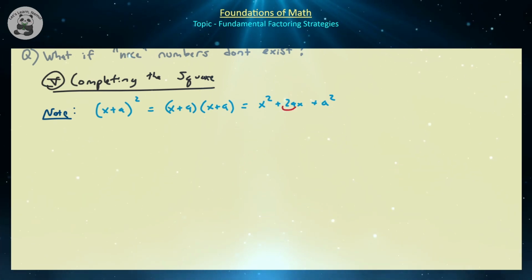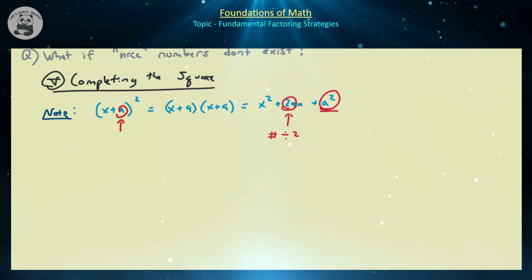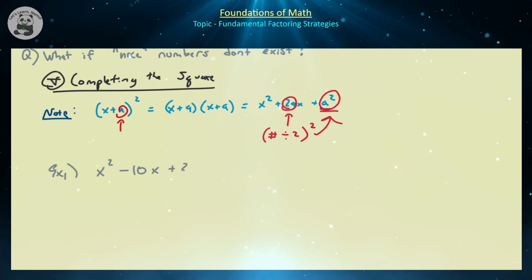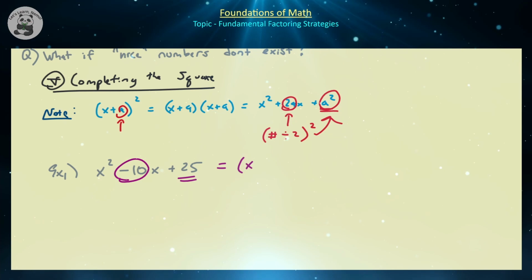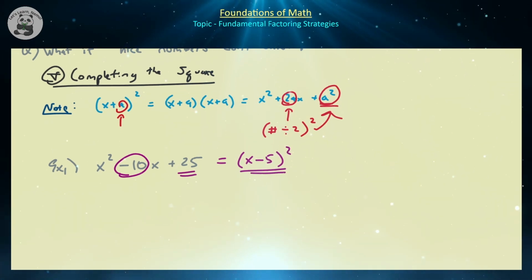So if we have an expression of this form where we have some number squared at the end, and we're trying to find what this number is, it's just the coefficient of x divided by 2, and then we square it to get that last number. So this is the magic number divided by 2. That's going to give us a, and when we square it, we have that number there. For example, x squared minus 10x plus 25: if we take that number divided by 2 and square it, notice that we have minus 5 squared, which is 25, the number at the end. That means this factors nicely into x minus 5, the quantity squared.